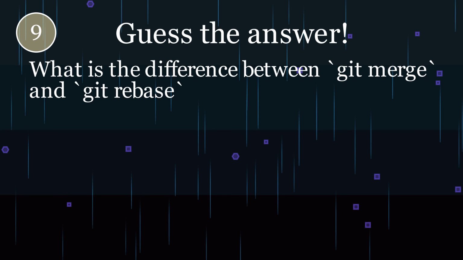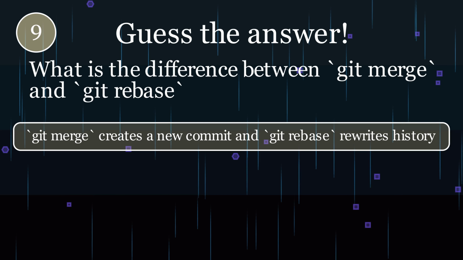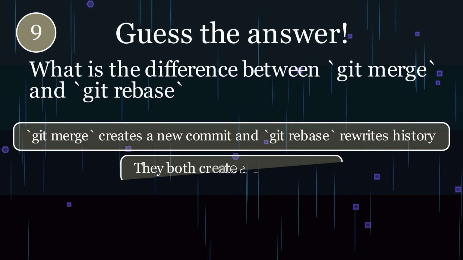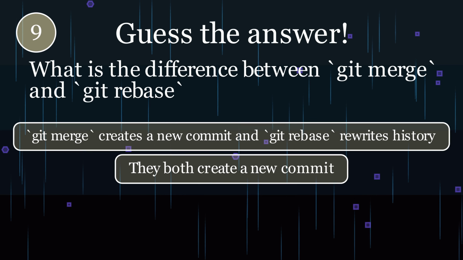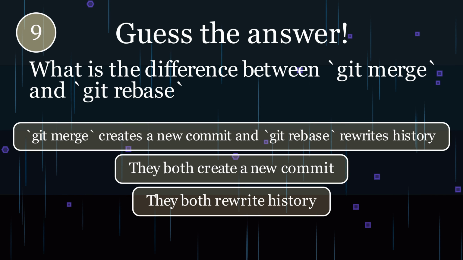What is the difference between git merge and git rebase? Git merge creates a new commit and git rebase rewrites history. They both create a new commit. They both rewrite history.